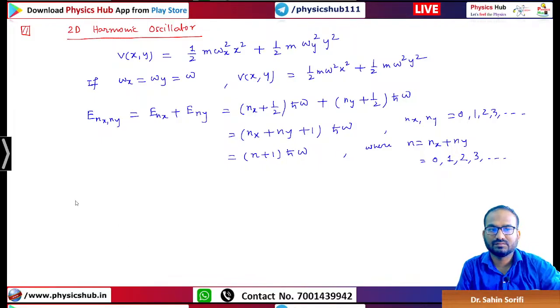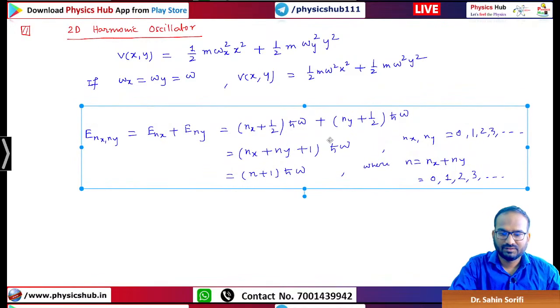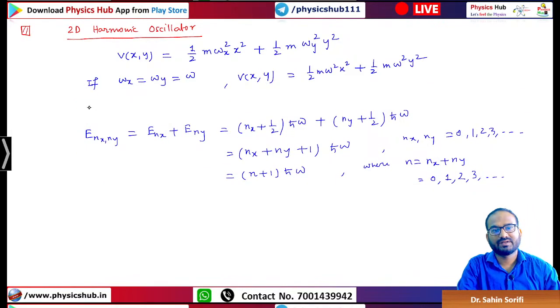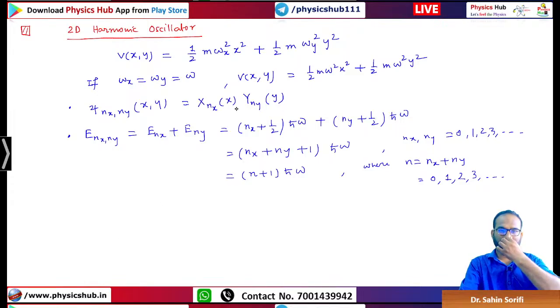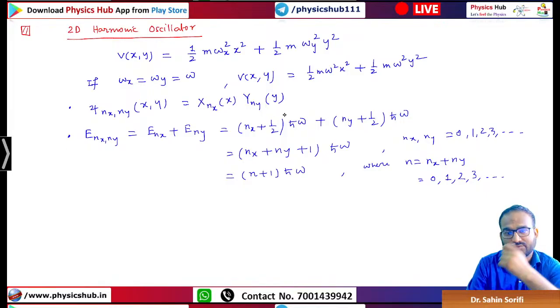Now before going further, just add a line here if you have space. The wave function will be multiplicative in nature. So if I am talking about psi nx ny, a function of x and y, this will be the product of the wave function for x and the wave function for y. So it will be the multiplication or product of the wave function in x and in y.